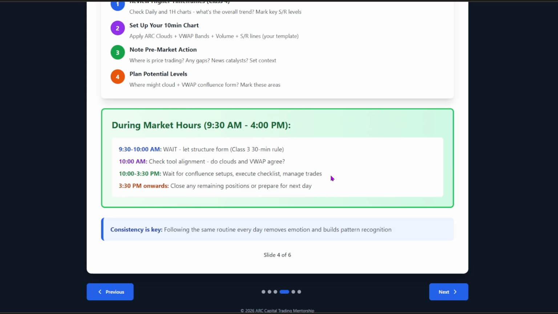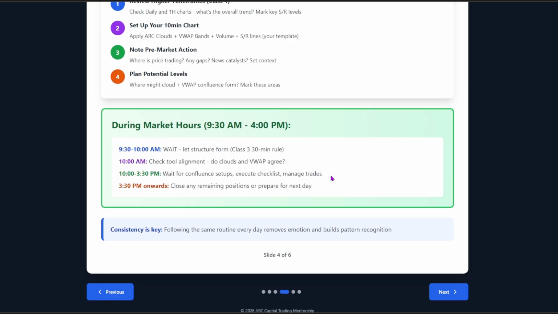In these last 30 minutes, you can also prepare yourself to look for any swings, any potential news that came out that can affect the market going into the next day, next week. You can use these 30 minutes to look for swings, but for day trades, it's a no trade zone, right? So consistency is key. Follow the same routine every day, remove emotions, and build pattern recognition.